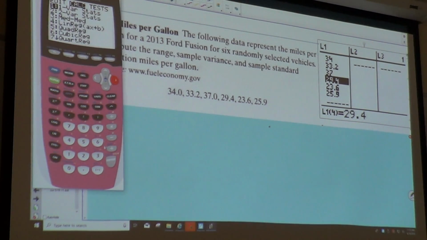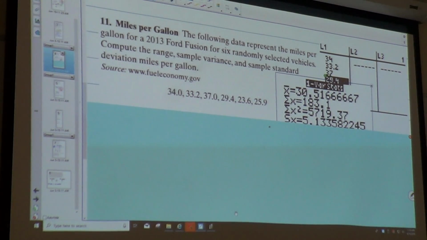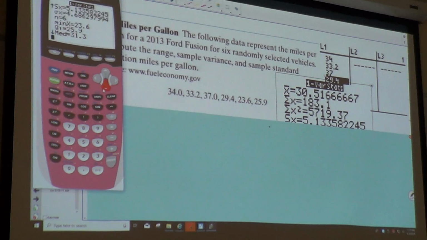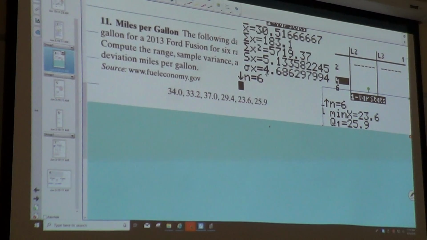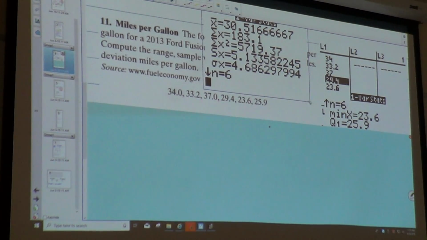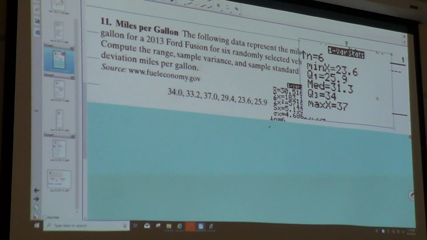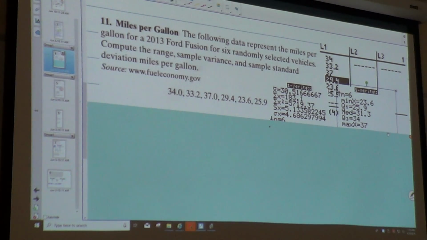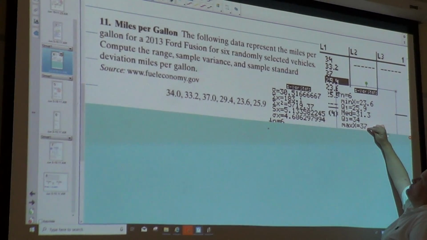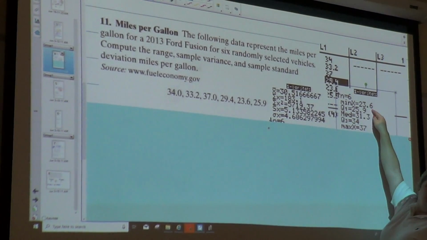And stat count. Var stats. And then we're going to scroll down. A little bit smaller. Okay, so for our range, we need to know our high minus our low, or our max minus our min. So we can look at the numbers since there's not that many, or we can come over to page 2 of 1 var stats and do max minus min. 37 minus 23.6, that's going to give me my range.